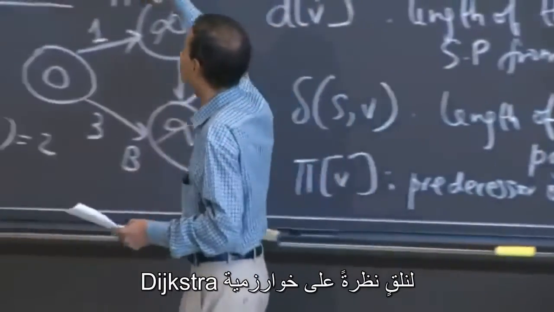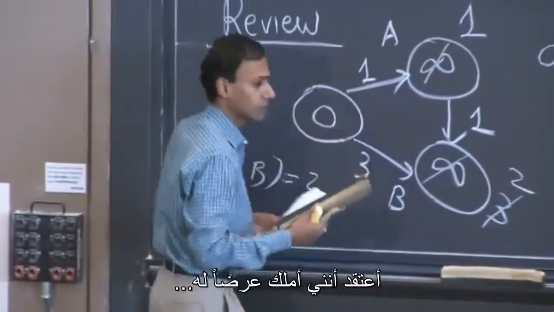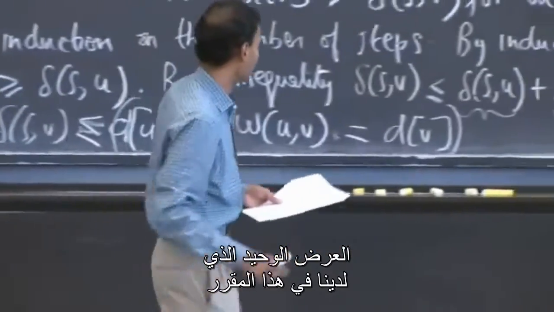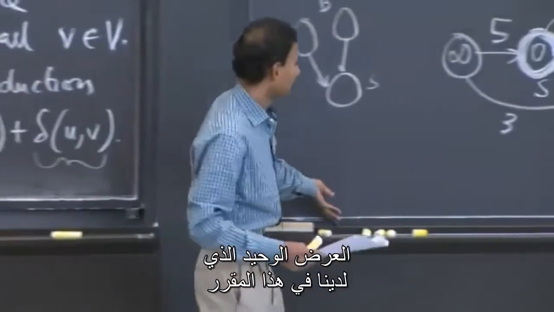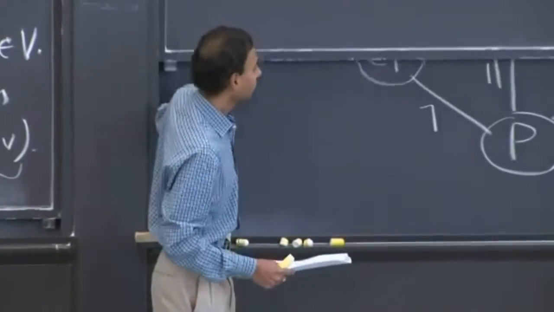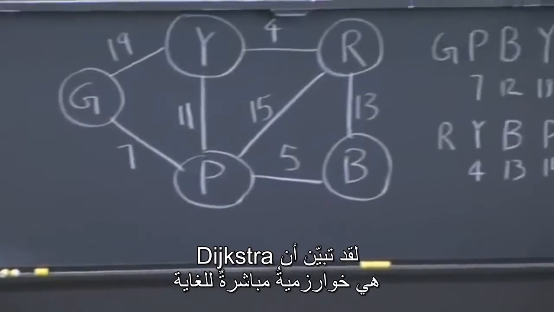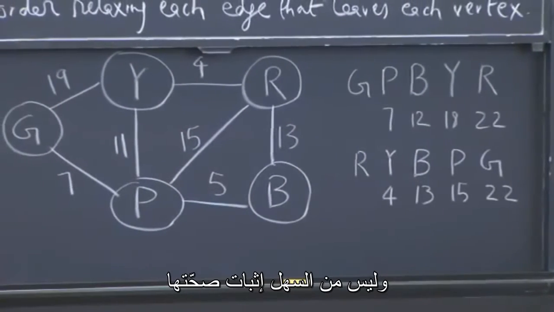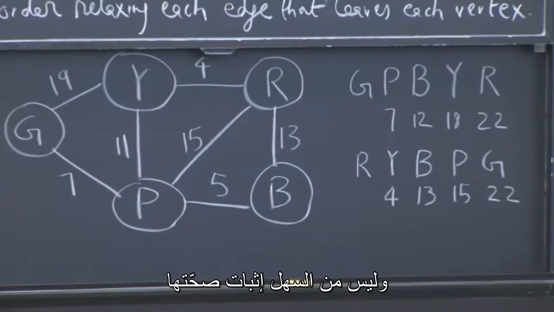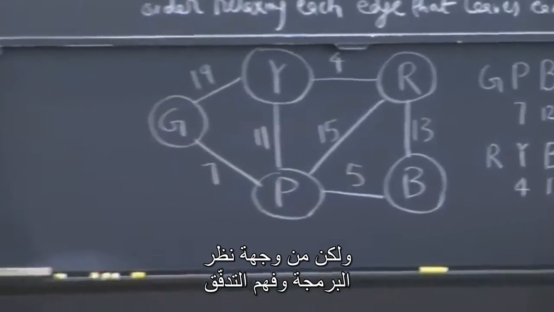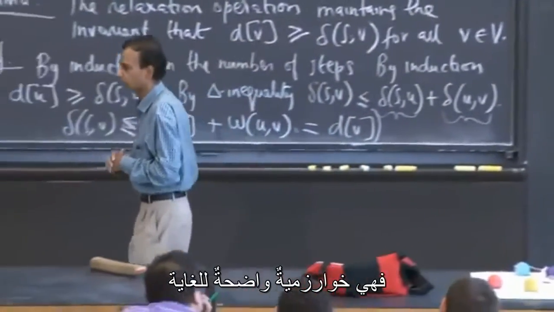So let's take a look at Dijkstra's algorithm. Actually, I guess I have a demo. So the one demo we have in 6.006. So it turns out Dijkstra is a very straightforward algorithm. It's not trivial to prove its correctness, but from a standpoint of coding, from a standpoint of understanding the flow, it's a very straightforward algorithm.